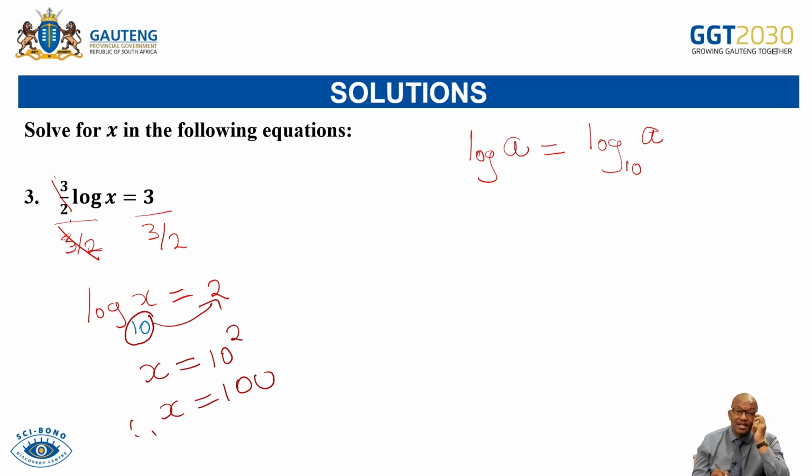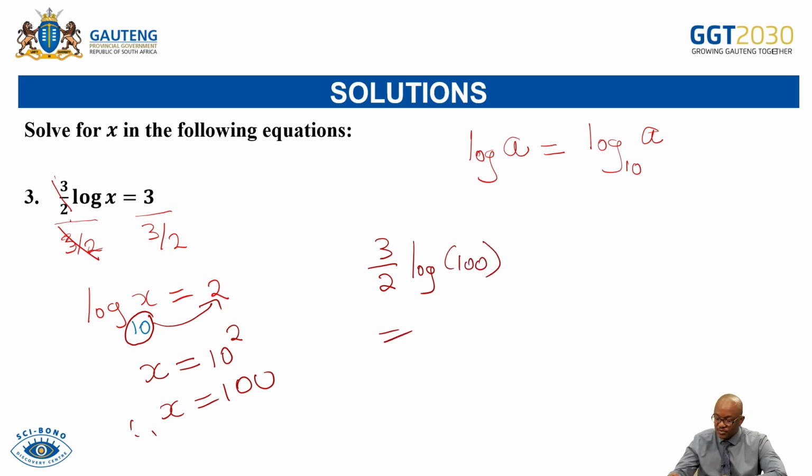Correct? Then we can test whether x, if x is 100, then we are going to reach a 3. So we're going to say 3 over 2 log of 100. Then if we punch that in the calculator, 3 over 2 log of 100, then you realize that your answer there is 3, which is equal to what we have there. Then you have solved that successfully.